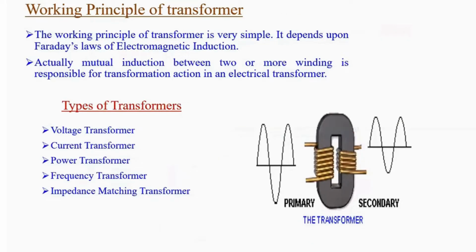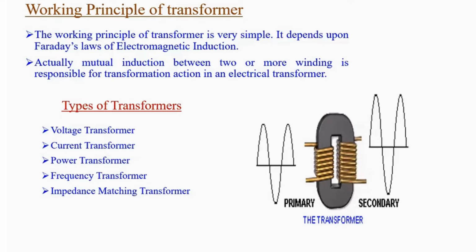Now, there are different types of transformers. This is the working principle of transformer. The working principle of transformer is very simple. It depends upon Faraday's law that we have already discussed. Faraday's law, we started in the beginning classes. If you have not, please check my videos. In the second or third video, I talked about Faraday's law and different important laws. So please check those videos, you can go and visit.